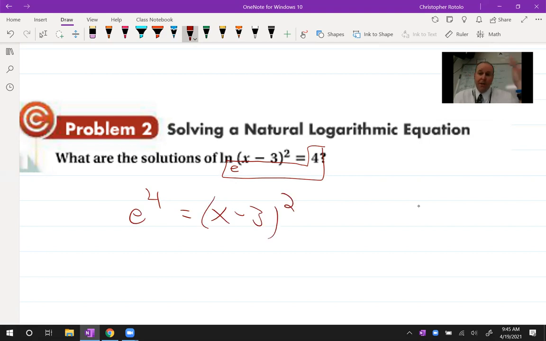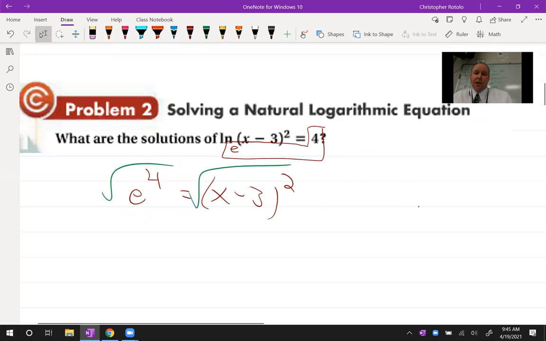Now if I were completely lost on this, I might start to FOIL this together, but I don't want to be lost on it. I want to take the square root right away because I don't want to get into a quadratic equation. So x minus 3 equals, if I take e to the 4th and also take the square root, which is the 1/2 power, this is going to be e squared. If you don't believe me, go ahead and type it in your calculator.